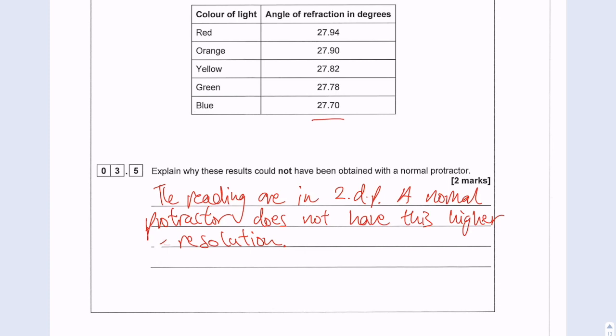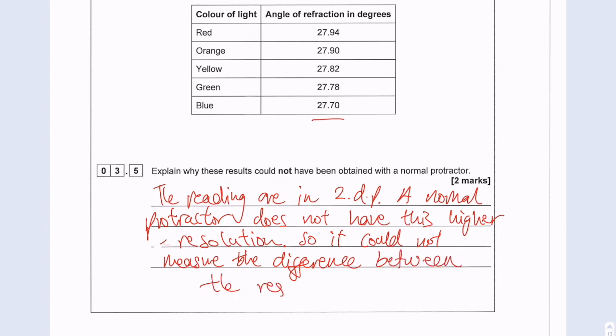A normal protractor does not have them, so it could not measure the difference between the results. Okay, that's really important. It would just come out as 27. Well, I mean, if you rounded it up, you could say that all of these on a normal protractor would all come out as 28. You wouldn't be able to see the difference. Very few of you mentioned anything about the difference between the results, otherwise they would be the same.